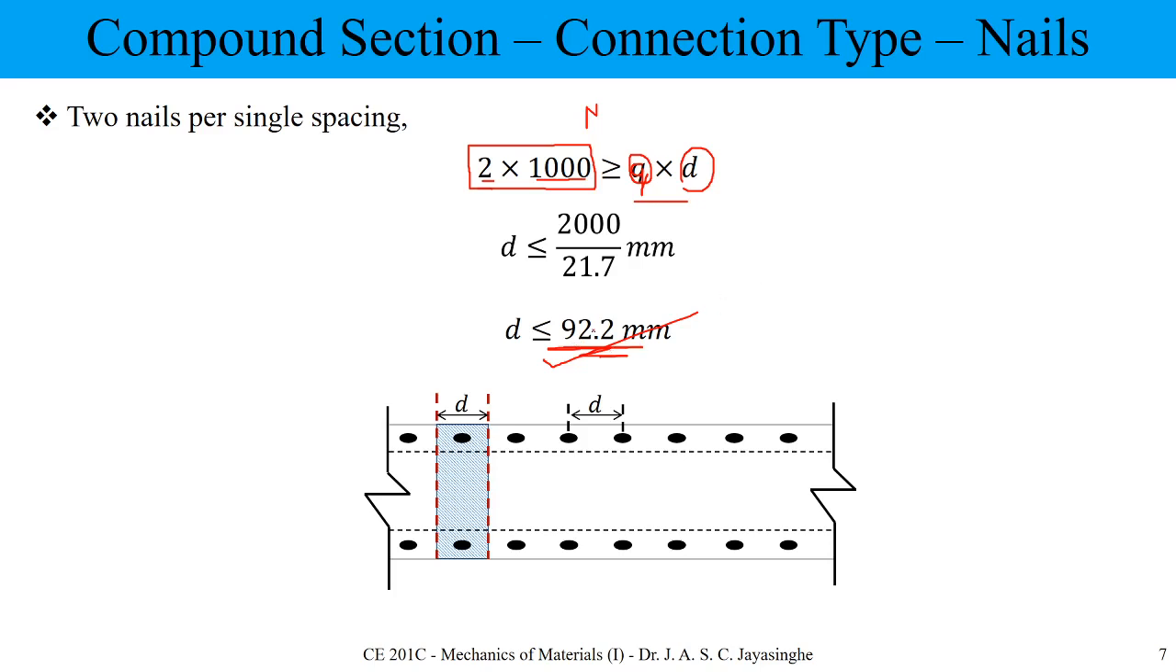Again I am telling you, in this kind of arrangement, the connection with nails, you need to play with three things. First is D, the minimum spacing. Another is the number of nails, and here we are using 2. The other is the strength of the nail, and here we are using 1000. Very simple calculation. And this is the nail type.